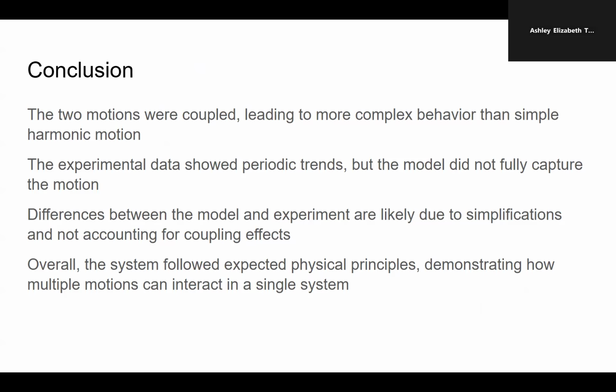Any small discrepancies between the model and experiment could be due to measurement error, assumptions in the model, or limitations in the video analysis. Overall, this lab demonstrates how combining multiple types of motion can create more complex dynamics while still being understandable through basic physics concepts. It also highlights the importance of recognizing the limitations of models when analyzing real-world systems.